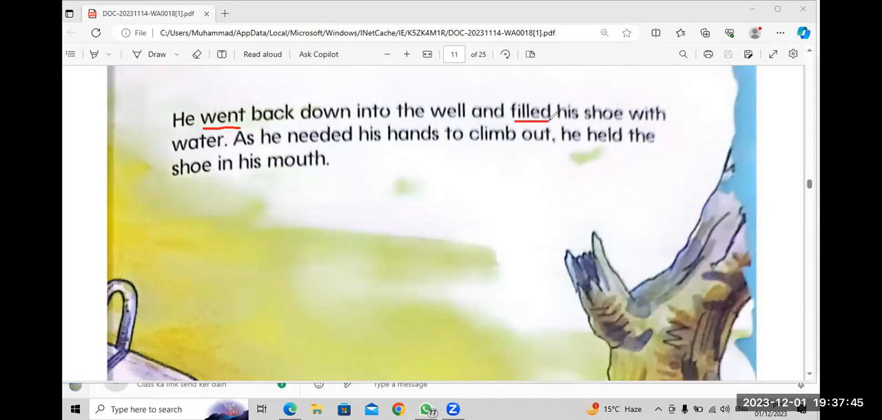Yes, and filled. You see, this is also a verb, and it is also in the past. And he filled his shoe with water as he needed. And as he needed his hands to climb out, because he was unable to climb out without the hands, he held the shoe in his mouth. Can you see all these verbs are in the past? So we always write the stories in the past.